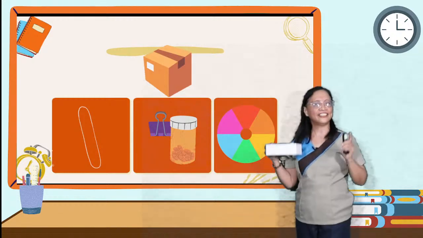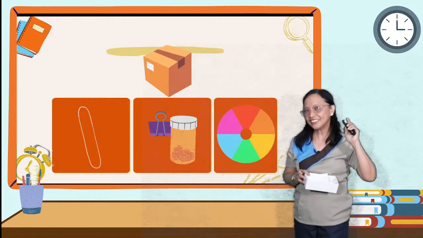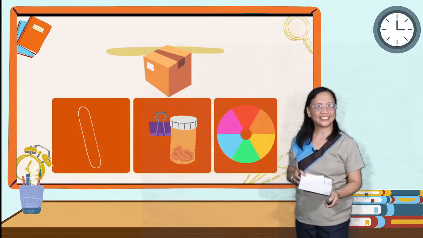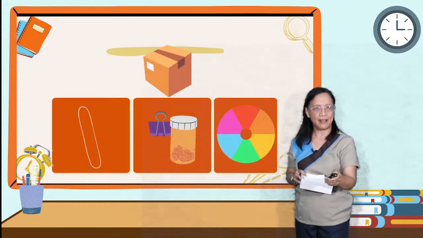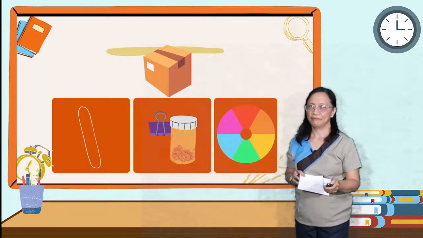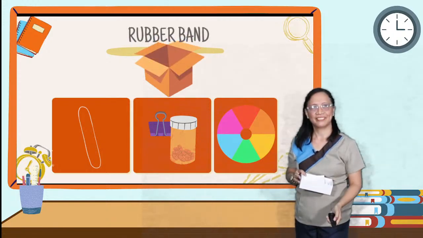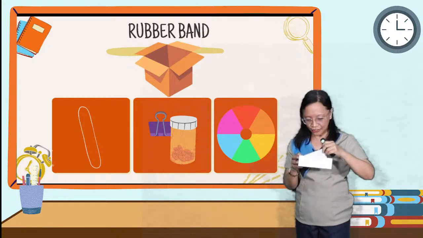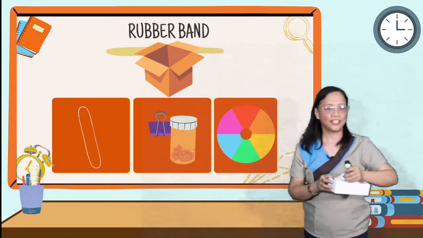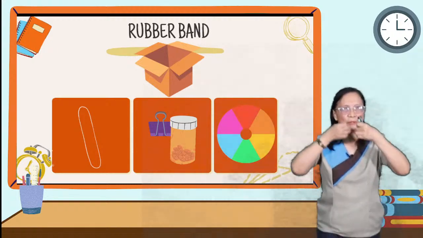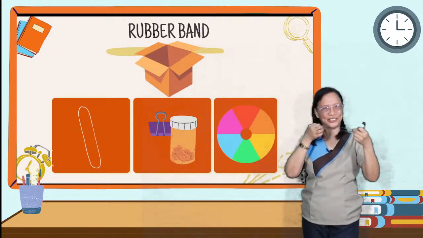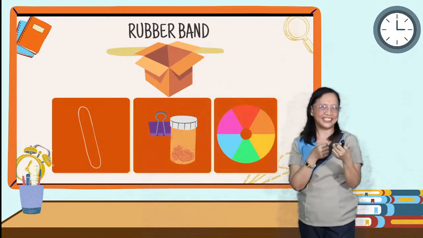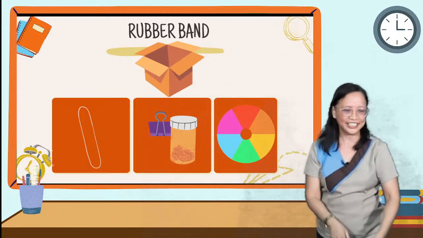What's inside the box? Shout it! What's inside the box? Write it down in the comment box. Answer. Rubber band. I also have in this box rubber band. Did you write the correct answer? Oh, very good, dear grade 4 learners.